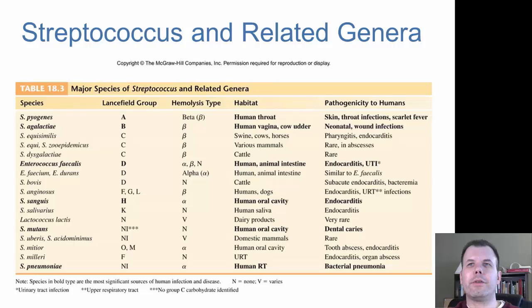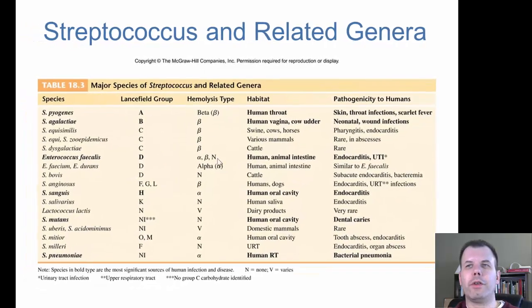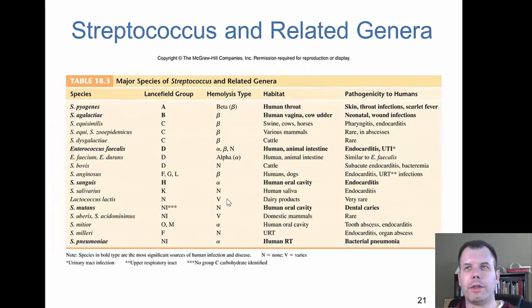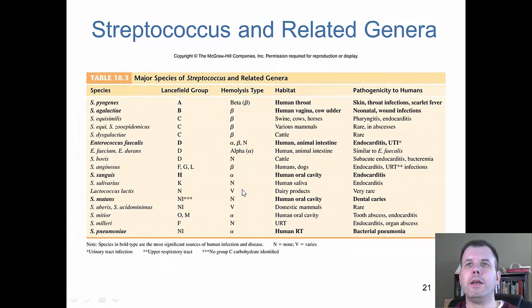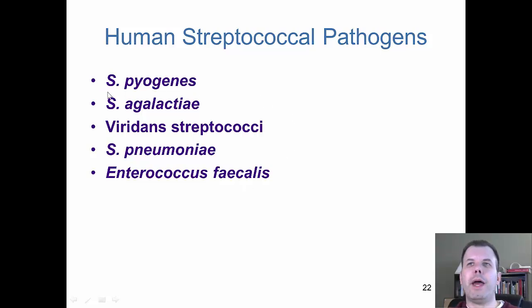Again, you can see the different groups that they're found in, what type of clearing they can do, and where they're typically found. And so we'll talk about that as well. Okay, so again, here are the pathogens we're going to be concerned with: the pyogenes, the agalactiae, the viridans strep, which is found in the mouth, strep pneumoniae, which is the one responsible for bacterial pneumonia, and then enterococcus faecalis, which is found in the intestine. So we'll look at that as well.